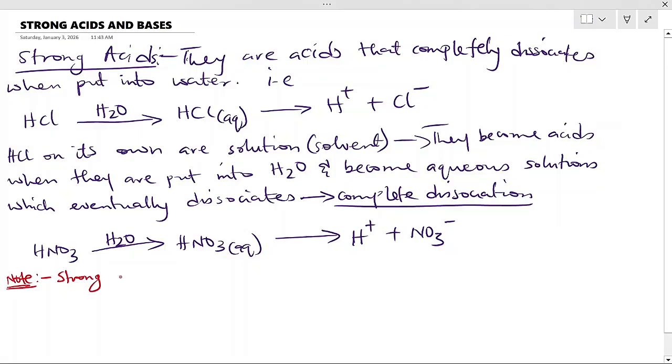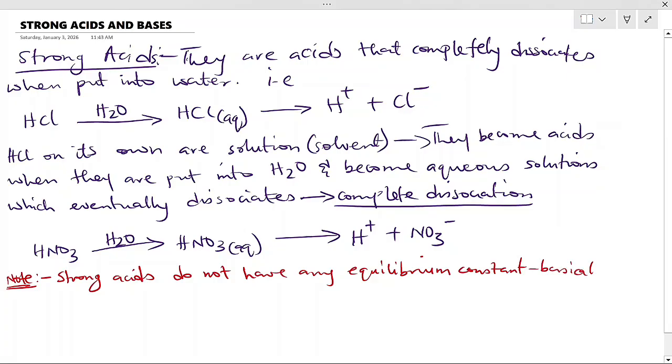So there are no equilibrium constants with strong acids. Please take note. Strong acids do not have any equilibrium constants, the reason being that they have no reactants that are left over.